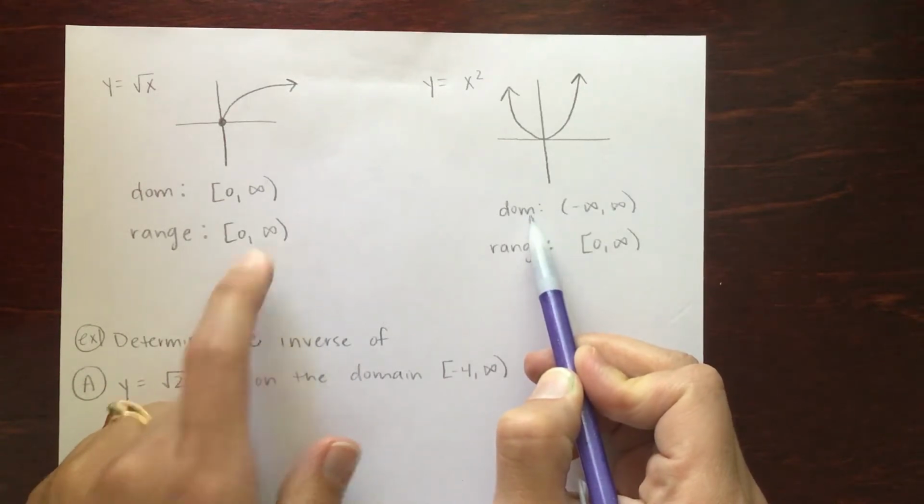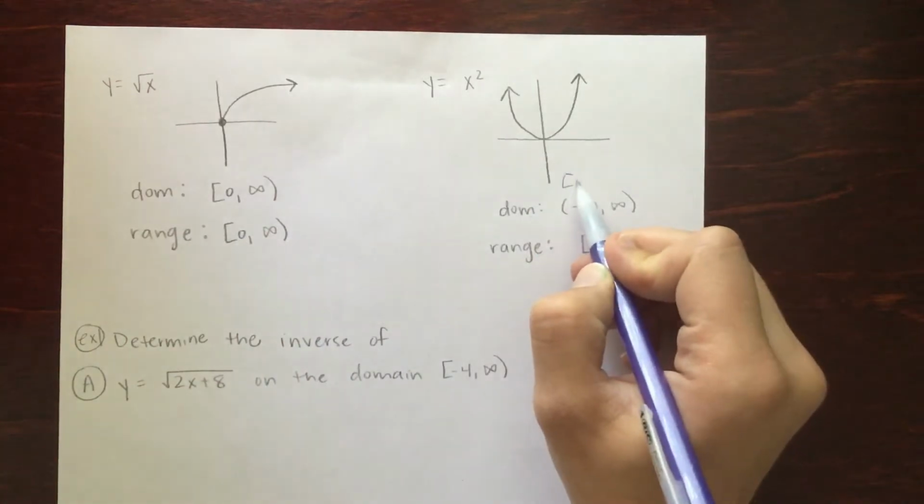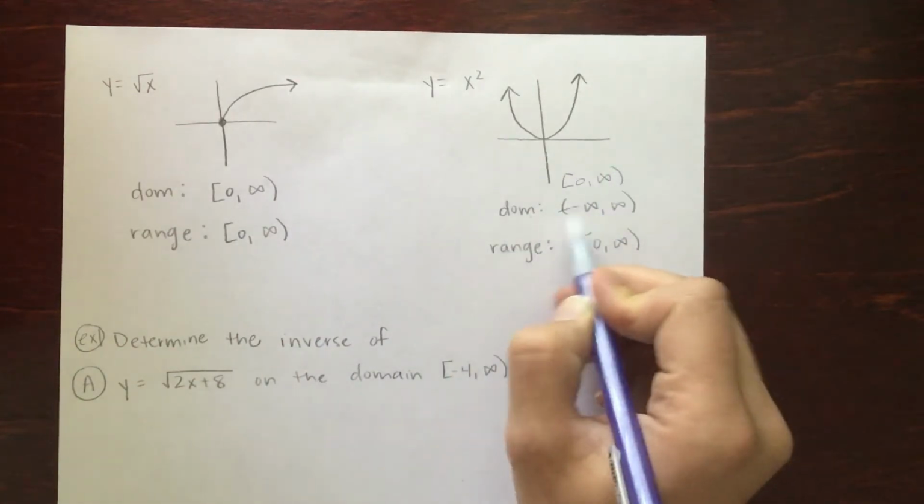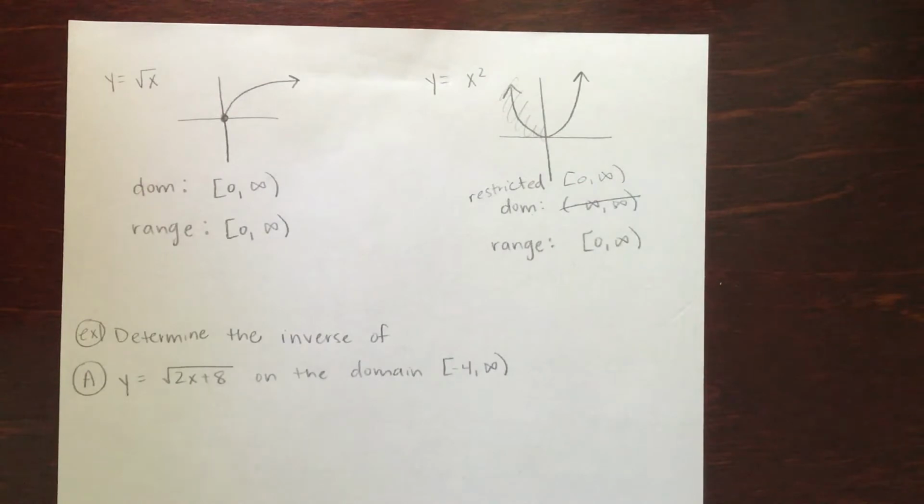If we restrict this domain to 0 to infinity, it cuts off that part of the graph, but now we have two functions that are inverses of each other. All right, why would we ever do that? We're going to do that later on in trig a lot. So let's practice it just with two more familiar functions before we get into the trig functions later in the semester.